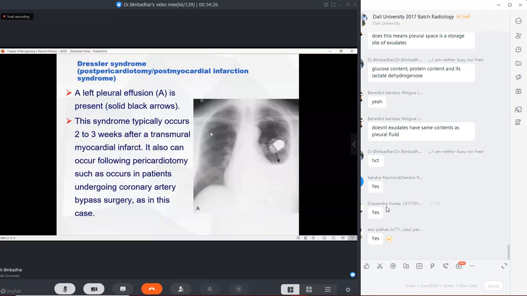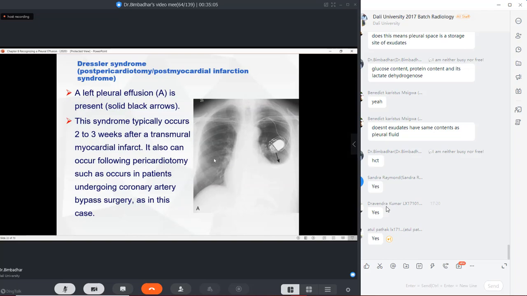And now what happens is that it happens after a transmural myocardial infarct. What is Dressler's syndrome? Dressler's syndrome is nothing but a syndrome that typically occurs 2 to 3 weeks after a transmural myocardial infarct. It can occur following a pericardiotomy, removal of the pericardial layer, and in patients with coronary artery bypass graft surgery. Okay, we call it CABG, coronary artery bypass graft. So that is the one.